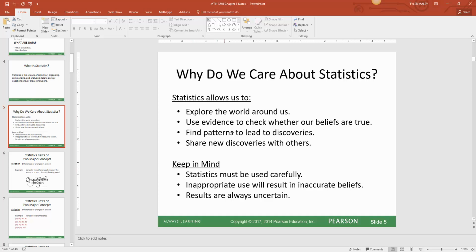And then here's something to keep in mind: statistics must be used carefully. Inappropriate use will result in inaccurate beliefs, and results are always uncertain. So we do have to have some cautions in mind when using statistics. And there are a lot of good books that raise questions on this very topic.